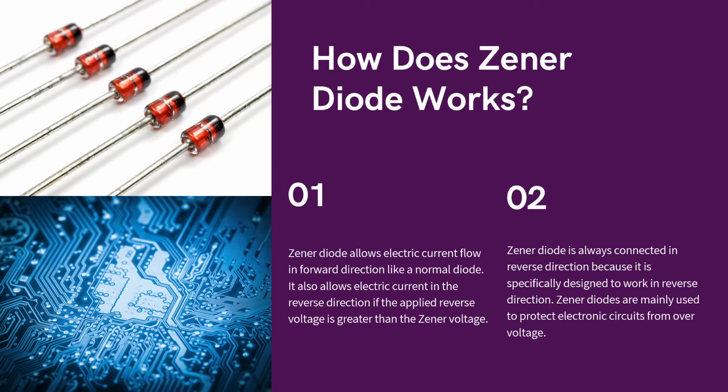A Zener diode can operate in both ways, meaning in forward bias and reverse bias. In forward bias, it will allow the current to flow in one direction, just like a normal diode. In reverse bias, it can operate, but only when the voltage source exceeds the Zener voltage. A Zener diode is usually connected in the reverse direction because it is usually used to protect electronic circuits from overvoltage.